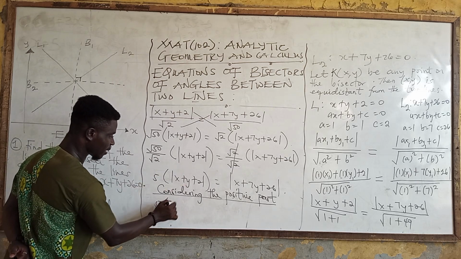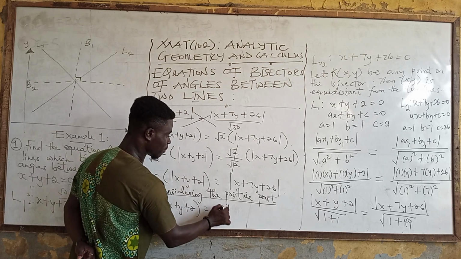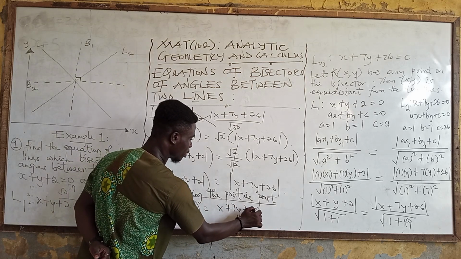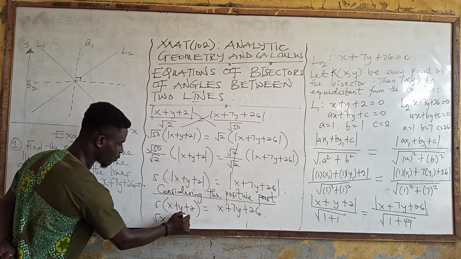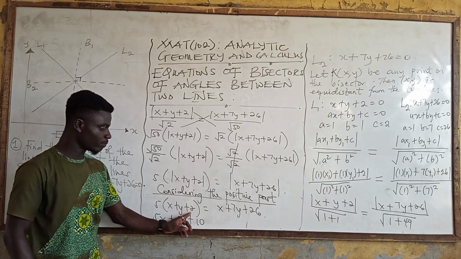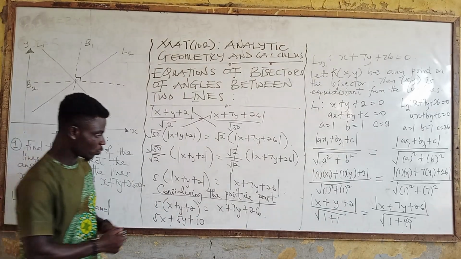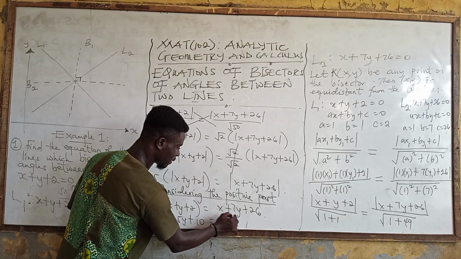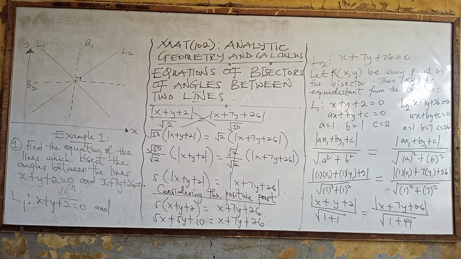So I have 5 times x plus y plus 2 equals x plus 7y plus 26. So I'll get 5 multiplying x plus 5y plus 5 times 2, I get 10, multiplying 5 by the expression x plus y plus 2 equals x plus 7y plus 26. Right. So now let's proceed to get our equation.